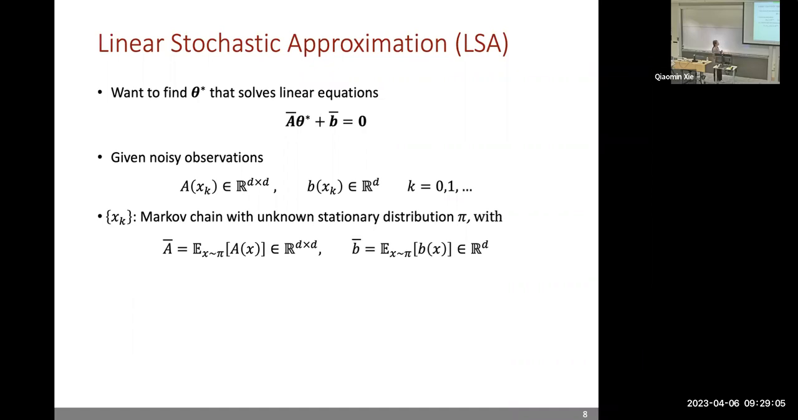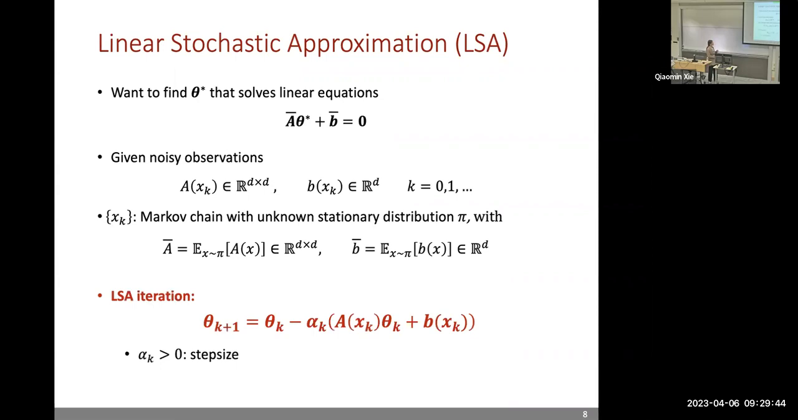And now we may have access to a noisy observation of these 2 parameters, the A bar function and the B bar. In particular, the observation we have depends on a Markov chain X_k. In this talk, we assume the Markov chain has an unknown stationary distribution, and A bar and B bar correspond to the expectation of the noisy functions with respect to the stationary distribution of the Markov chain, pi.